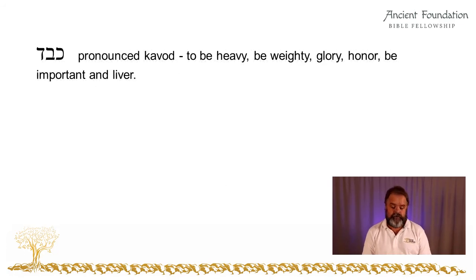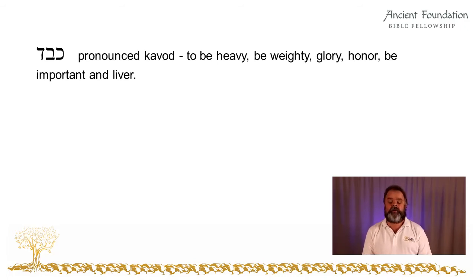Kavod. This word means to be heavy, weighty, glory, honor, to be important. It is also the Hebrew word for liver. So what's the connection with the liver and heavy and weighty? Well, Hebrew was a very functional, concrete language, and the liver is the heaviest organ in the human body. So there's the connection, to be heavy and weighty. You can see it used concretely as the word liver.